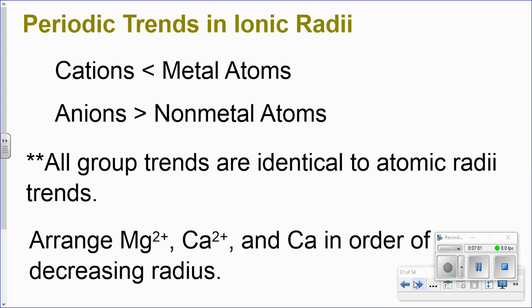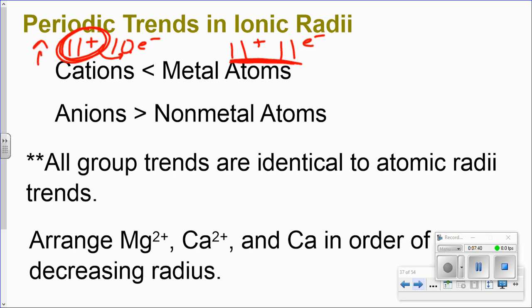Now again, this has to do with Zeff. For example, the sodium atom has 11 protons and 11 electrons. There is a certain amount of balance here between 11 and 11. If I lose an electron, you don't lose protons, so now the Zeff is greater because I only have 10 electrons to distribute around there. Zeff increases when I create a cation.